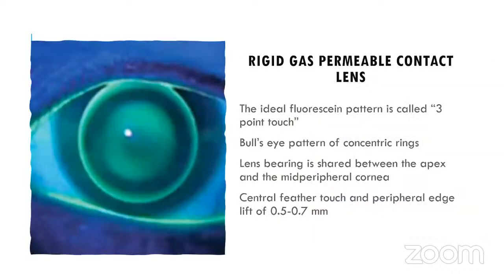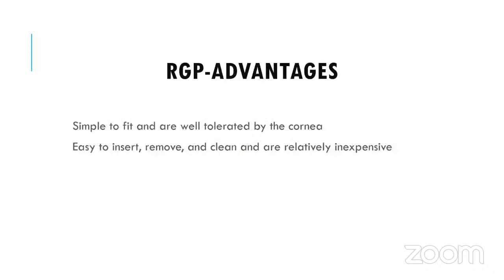The ideal fluorescein pattern is called the 3-point touch, where a bullseye pattern of concentric rings is seen: lens bearing a shade between the apex and the mid peripheral cornea, and a central feather touch and peripheral edge lift of 0.5 to 0.7 mm is seen. Advantages are that it is simple to fit and well tolerated by the cornea, easy to insert, remove, and clean, and relatively inexpensive.